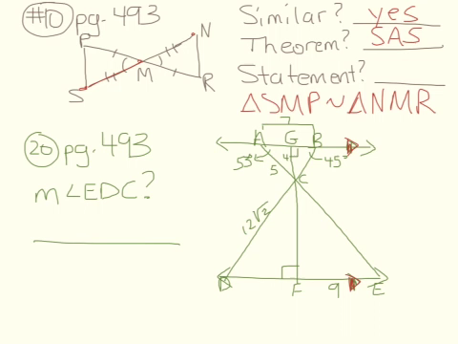So on 20, we're supposed to find the measure of angle EDC, which is this angle down here. So since these lines are parallel to each other, and this line is a transversal, BD is a transversal, and I know that angle ABC is 45 degrees, that also means that angle EDC is also 45 degrees.